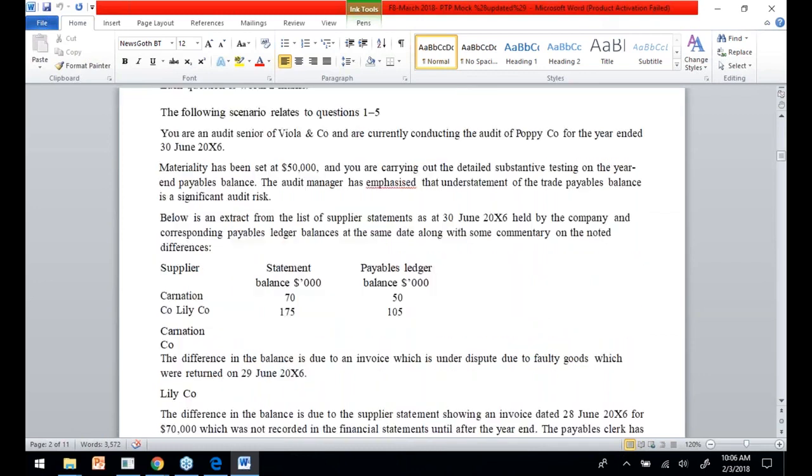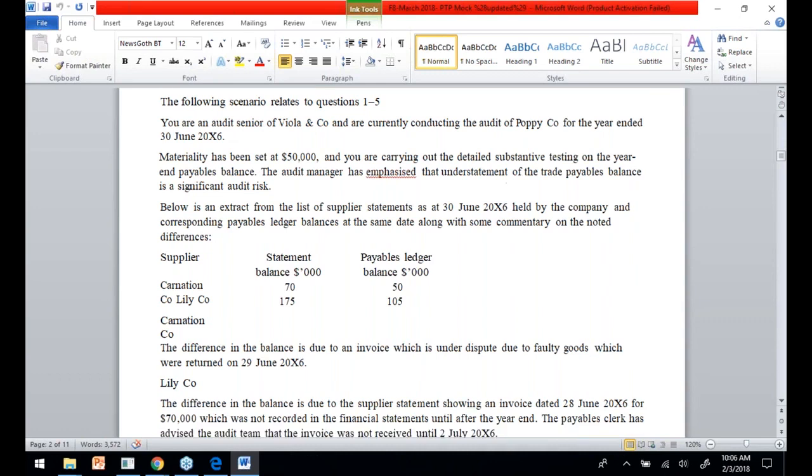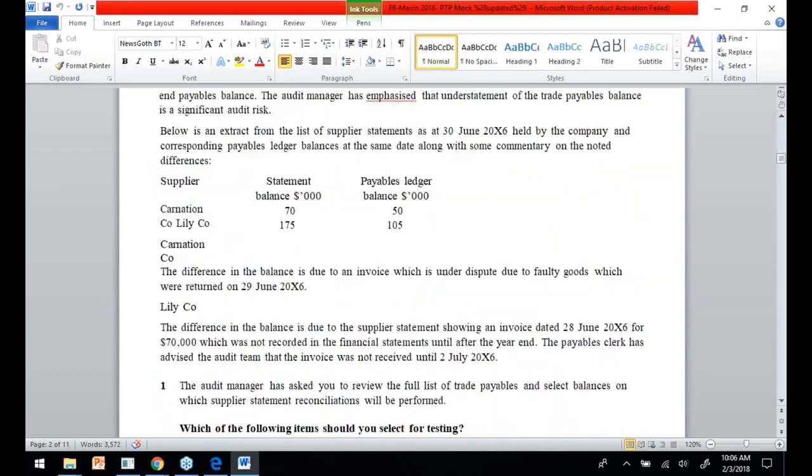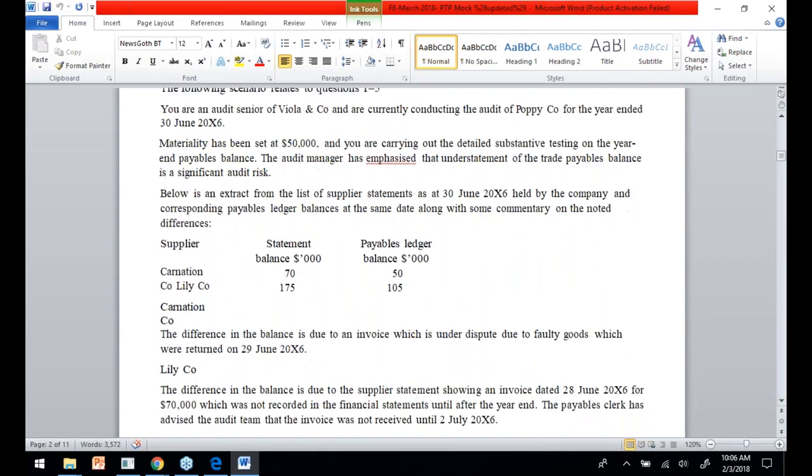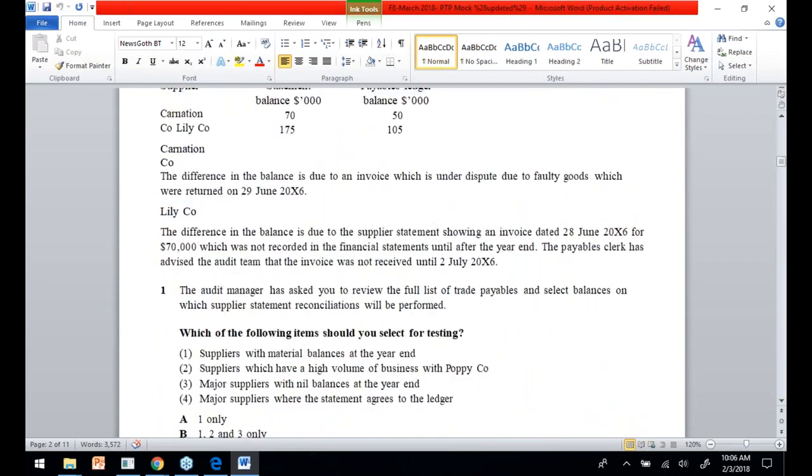Welcome to the F8 mock debrief. Let's begin by first going through the answers to the multiple task questions that you got in your mock. So question number 1 was a fairly simple question which asked, as the audit manager has asked you to review the full list of trade payables and select balances on which supplier statement reconciliations will be performed. Which of the following should you select for testing?